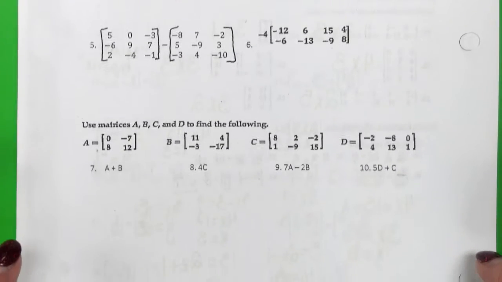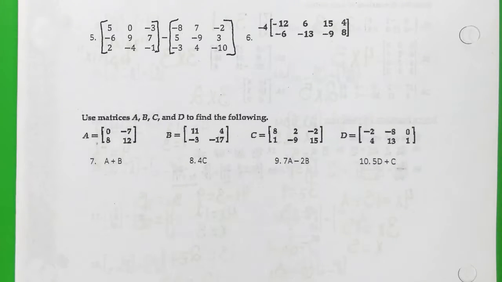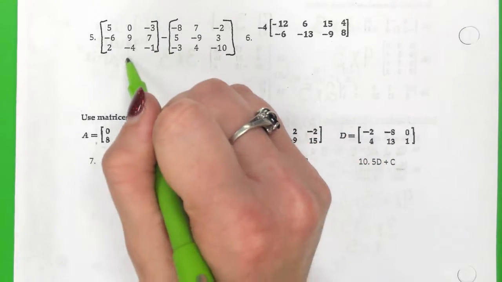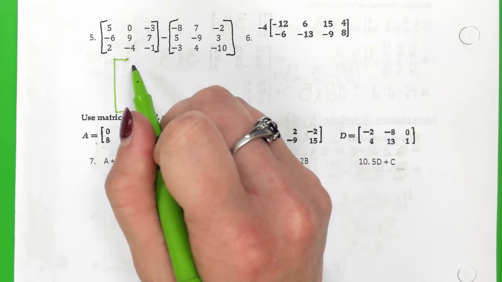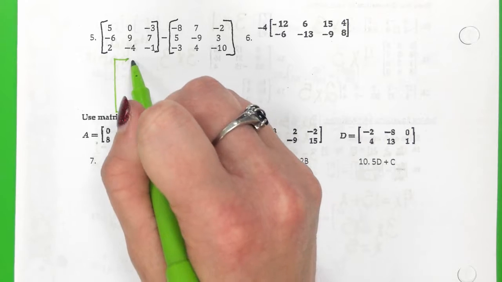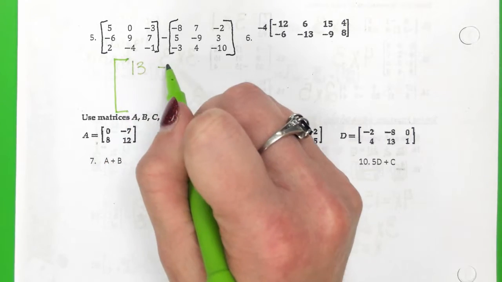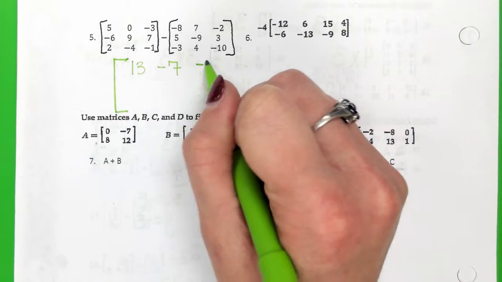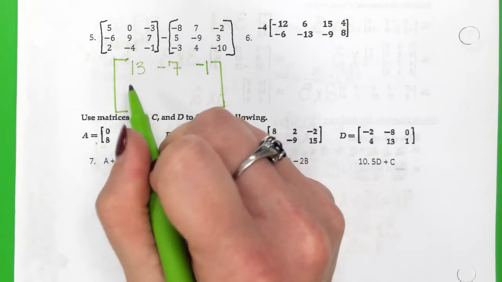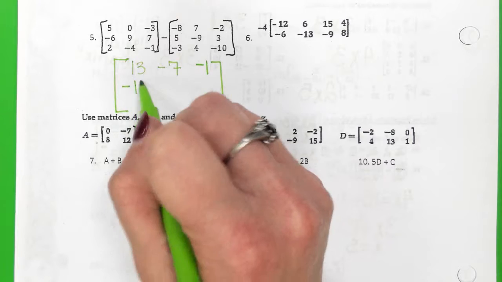All right, what about number 5? What are you going to do here? You're going to subtract them. Let's subtract them real quick. What do we get? Quick, come on, let's go. 13. Keep going. Oh, negative 7. Yep. What's the second row?